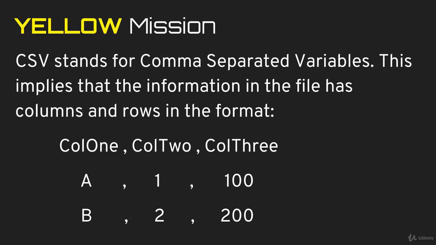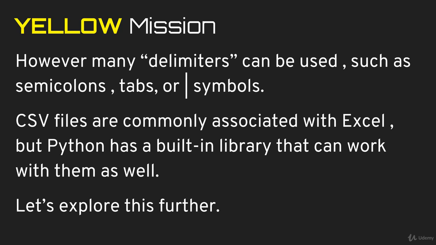CSV stands for comma-separated variables. This basically implies that the information in the file has columns and rows in this sort of format, where you have columns and each column is separated by a comma, and then you have rows following that same format.